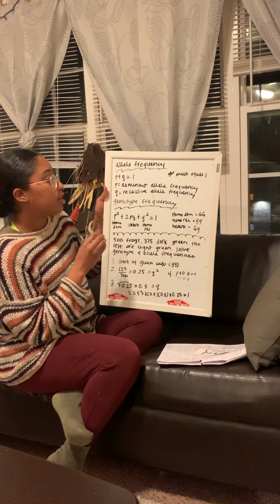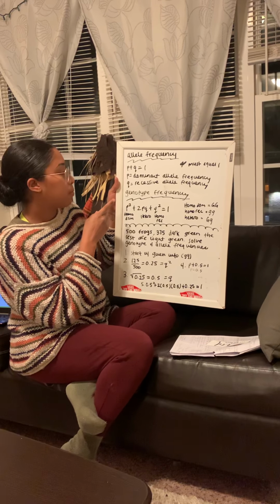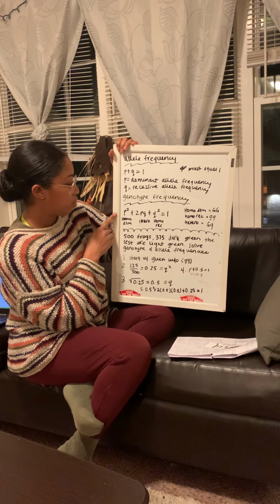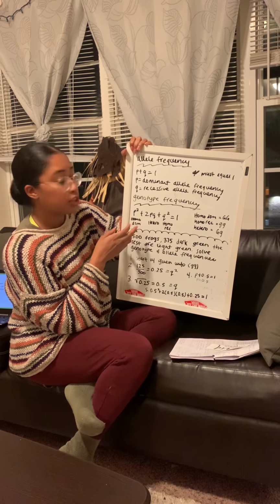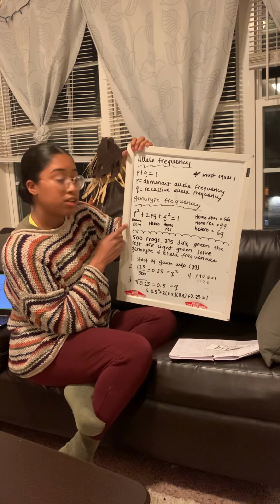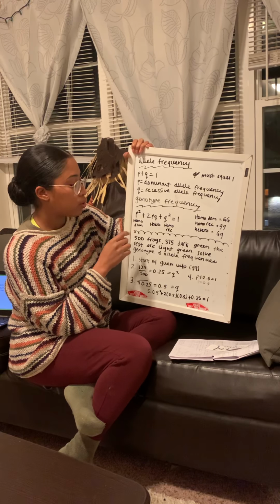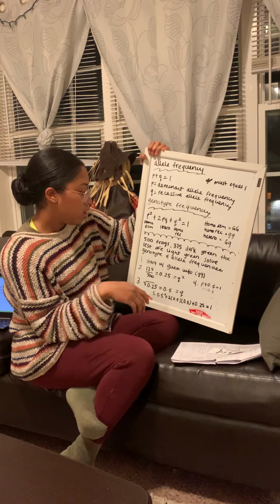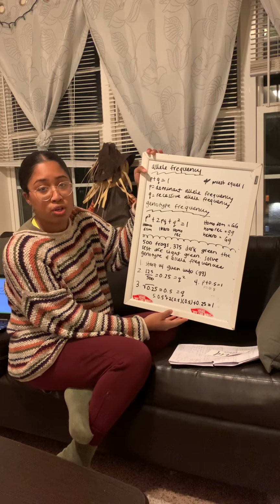p is the dominant allele frequency, q is the recessive allele frequency, and then you will use these to go over here. So p squared plus 2pq plus q squared equals 1. p squared is homozygous dominant, 2pq is heterozygous, q squared is homozygous recessive, and then of course this whole thing has to equal 1.